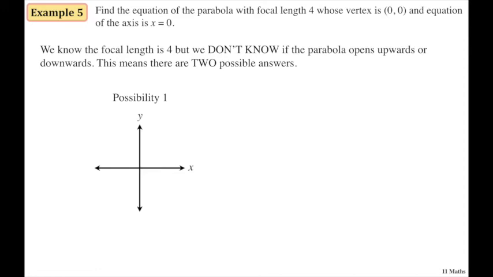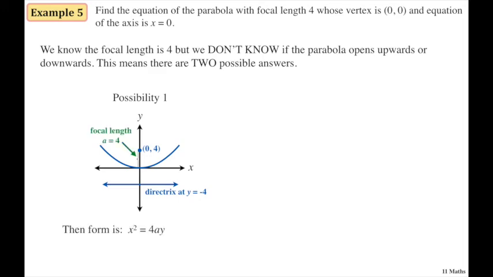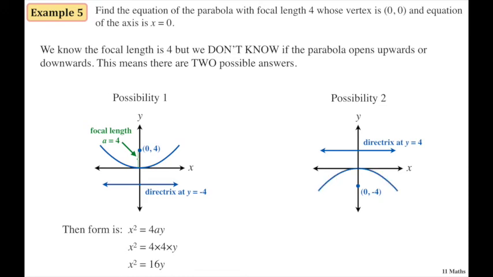So let's have a look at the first possibility. We know the vertex is (0, 0). If it opened upwards with a focal length of 4, the focus would be 4 units above (0, 0). So our parabola would look something like that. And with a focal length of 4, it would be x squared equals plus 4ay. If a is 4, 4 times 4 times y, you get 16y. X squared equals 16y.